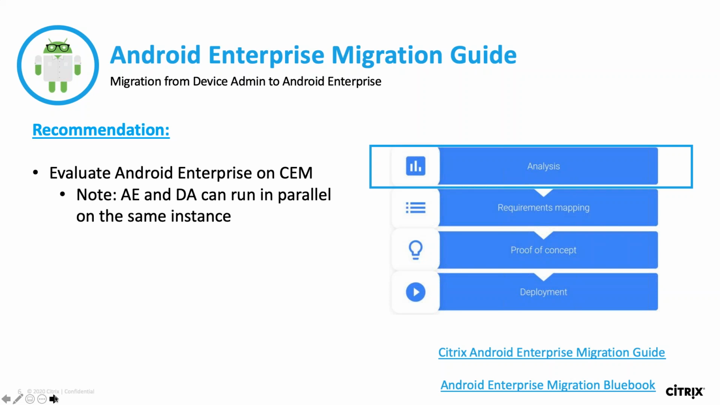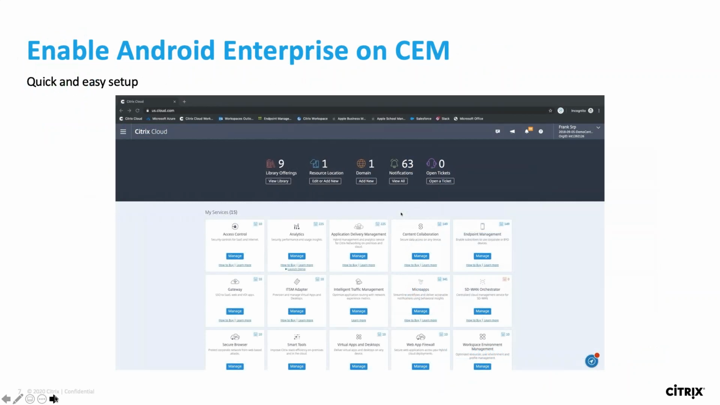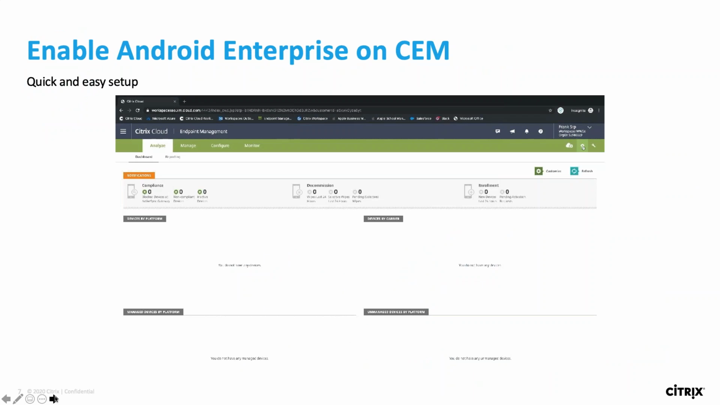We have been sending you multiple communications around Android Enterprise as default, where we have stated that if you want your devices on device administrator, make sure you select the enrollment profile equals legacy device administrator mode, right? So, just to show you how simple it is to configure AE, right?